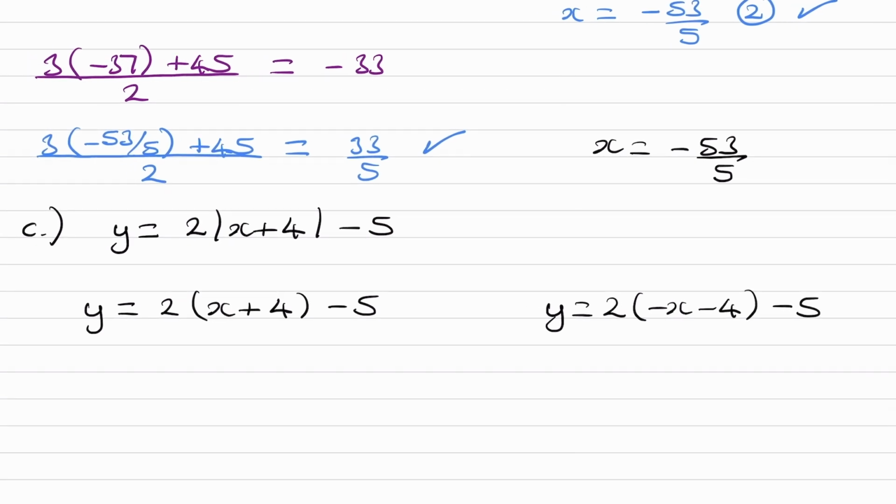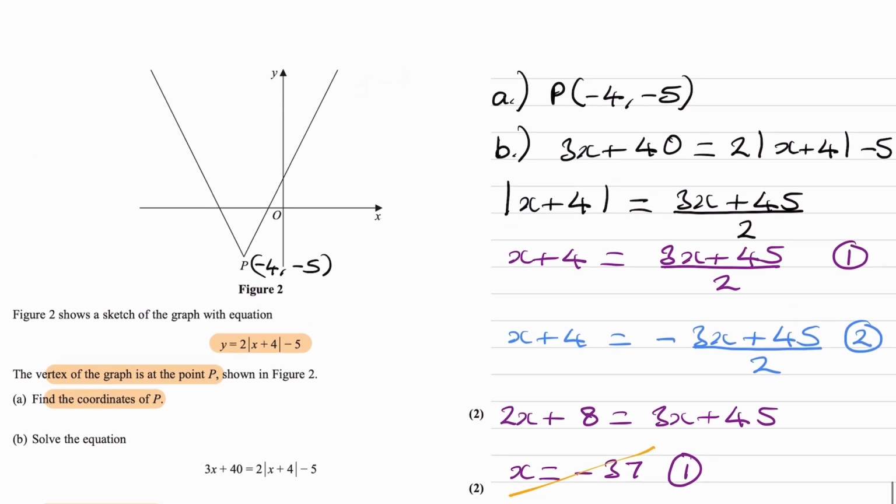Expanding these two things out, 2x plus 8 minus 5 would be plus 3. And this one, minus 2x minus 8 minus 5, is minus 13. So two lines, one has a positive gradient, one has a negative gradient. We can then easily match it up to the two lines in our modulus function. The positive one would be 2x plus 3. So let's say that's the purple line. And then let's say the blue line is minus 2x minus 13.